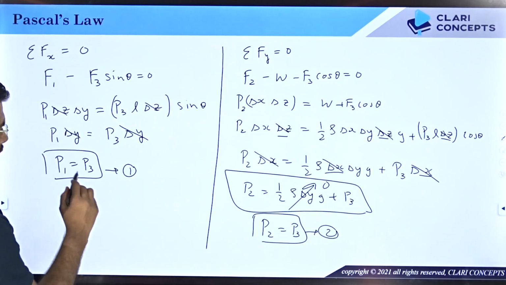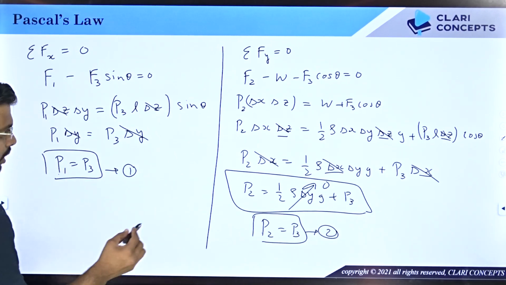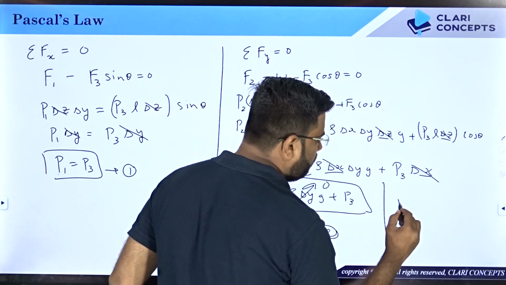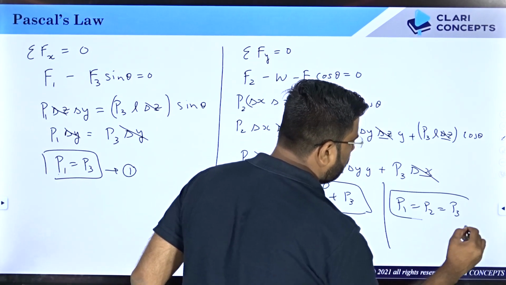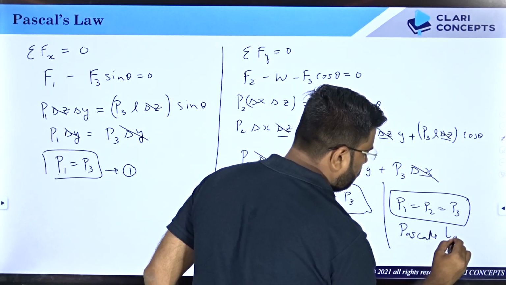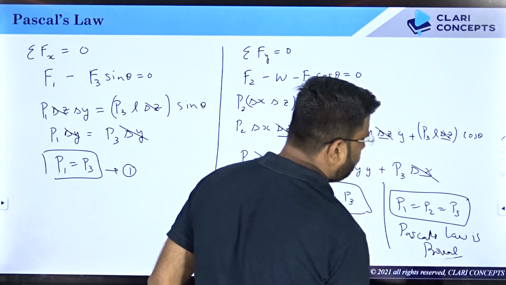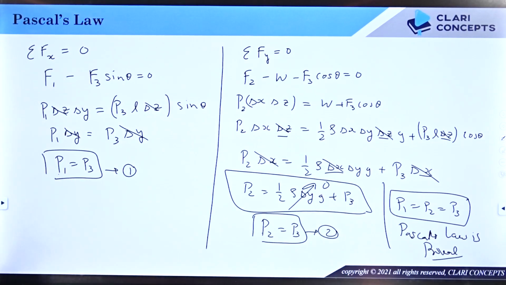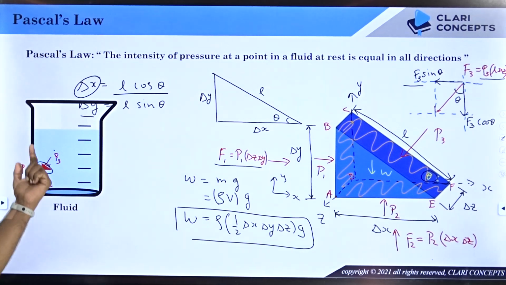So you compare equation 1 and 2. If P1 equals P3, P2 equals P3, that means what? Ultimately I can say that P1 equals P2 equals P3, and therefore Pascal's law is proven. Right? So I hope you understood this. So now what you can say with this? P1 equal to P2 equal to P3.